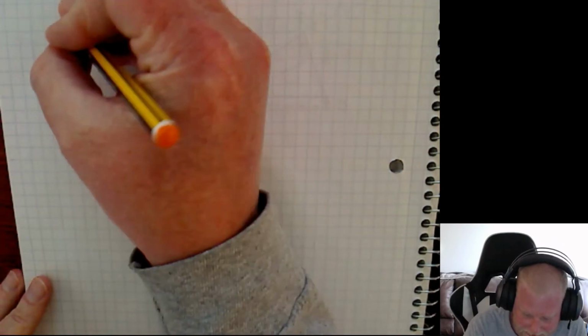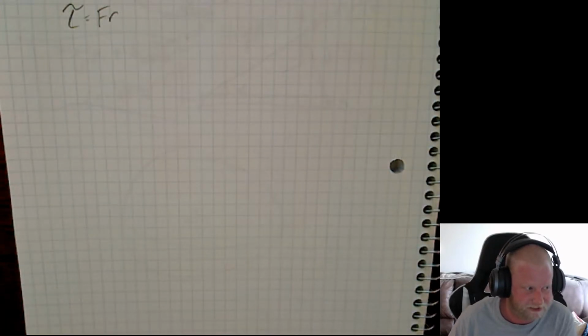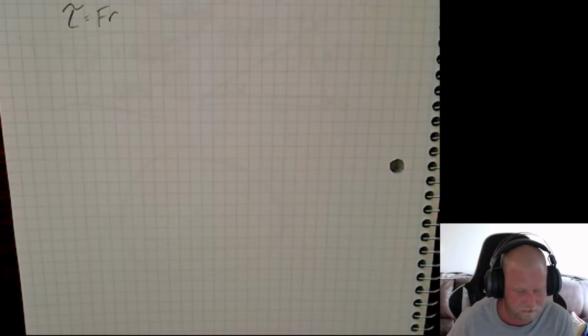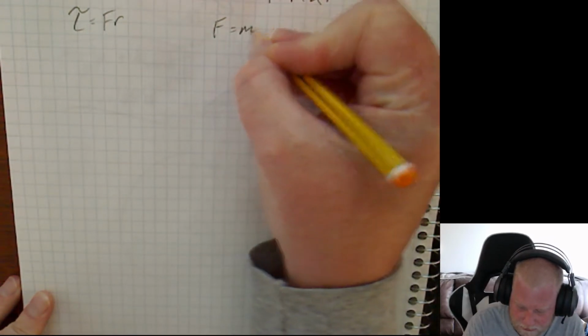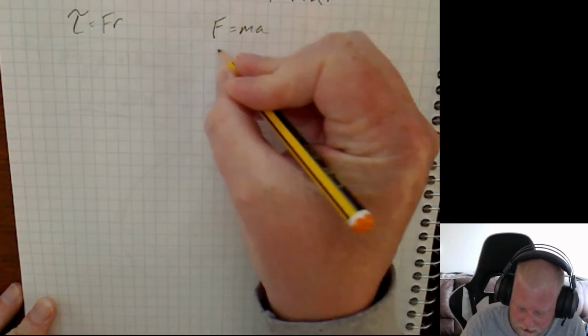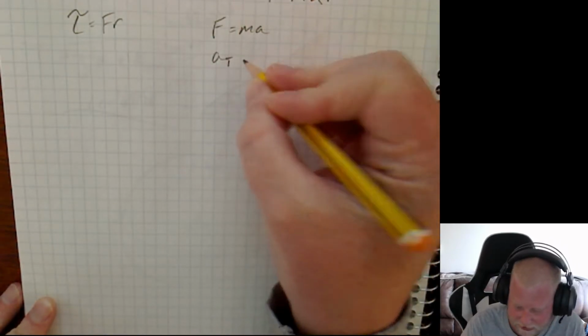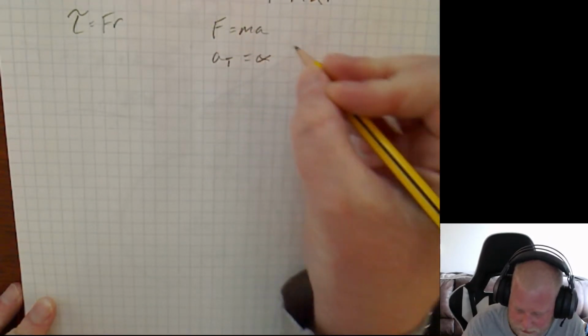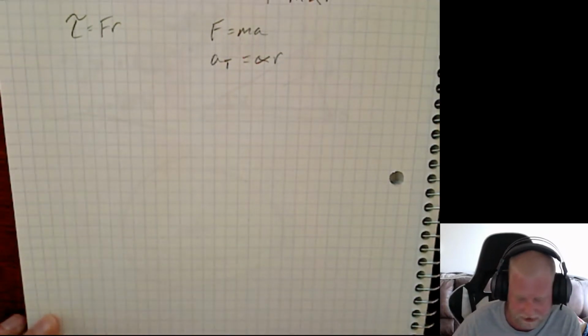All right, let's talk about rotational inertia. So we know that torque is equal to a force times a distance from a center of rotation. Now, we also know that force is equal to mass times acceleration. Well, we also know that linear acceleration, that tangential acceleration, is equal to your angular acceleration times the distance from the center of rotation.